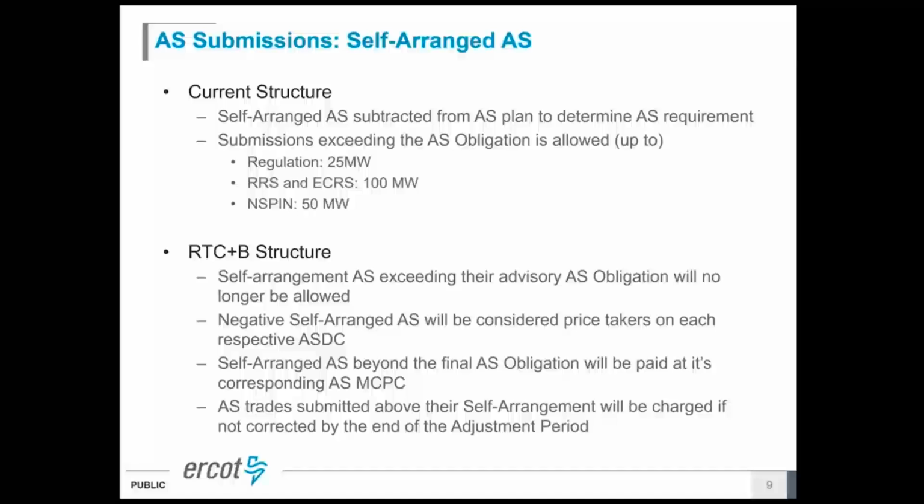If trades are used to cover self-arrangement, an overage check will be done to ensure AS trades do not exceed self-arranged quantities. If an overage exists, the QSE has until the end of the adjustment period to correct it. Else, a charge for the overage quantities will be applied.